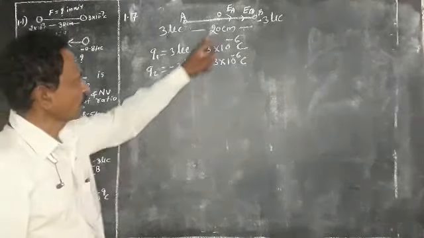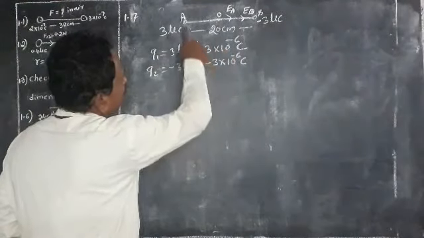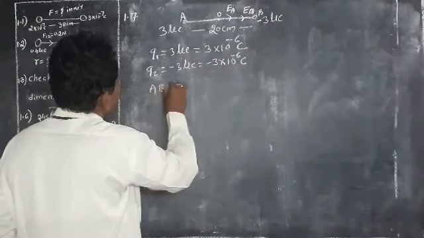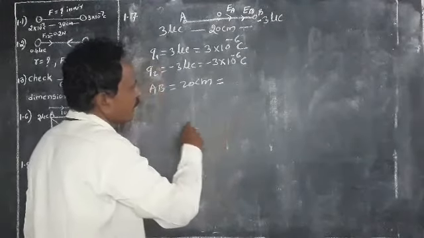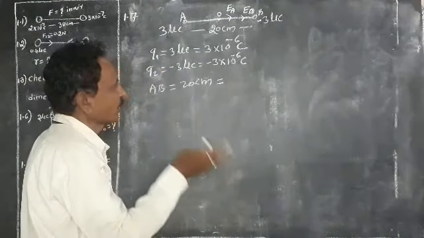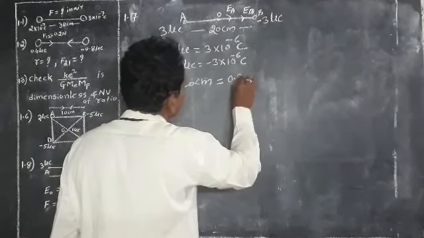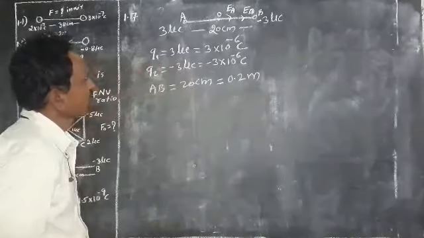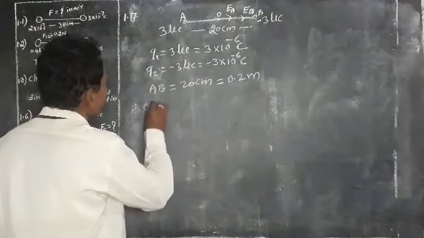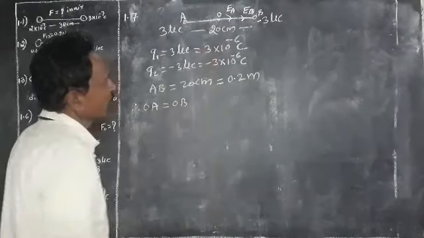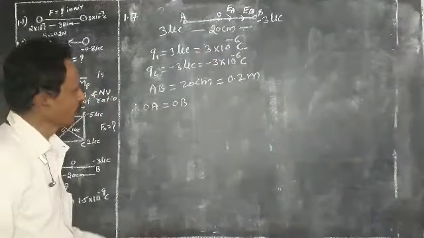They are separated by 20 centimeter. That is AB equal to 20 centimeter. Convert it in meter. 20 into 10 raised to minus 2 meter or 20 by 100 meter. And 20 by 100 is equal to 0.2 meter. Therefore, OA is equal to OB because O is the midpoint of AB. Hence, OA equal to OB equal to 0.1 meter.